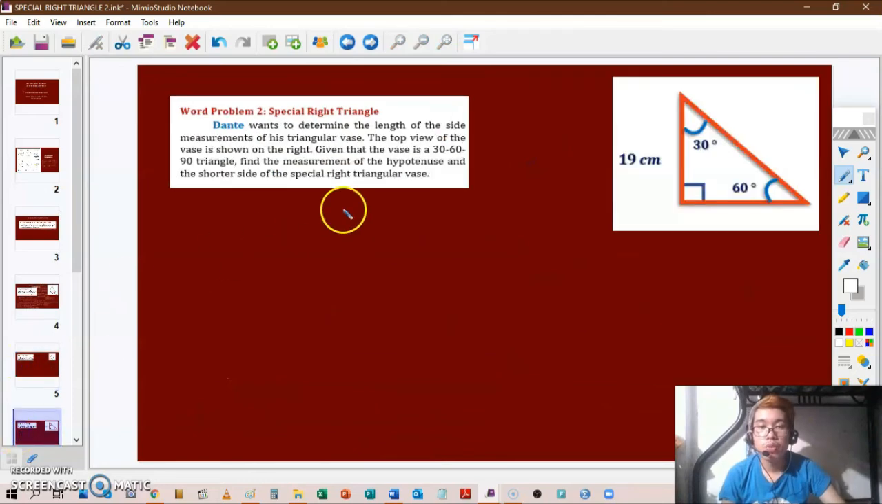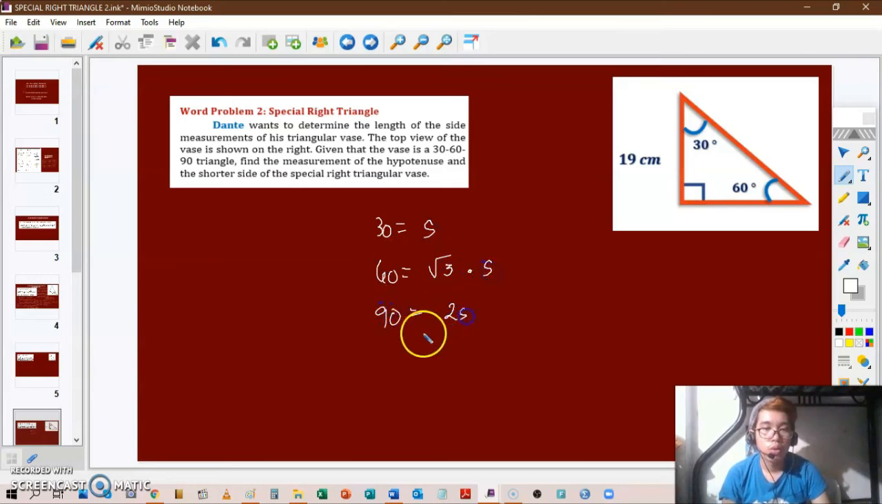Okay, so we have this one. Dante wants to determine the length of the side of the measurements of his triangular vase. The top view of the vase is shown. Find the measurement of the hypotenuse and the shorter side of the special right triangular vase. Okay, so this is going to be easy. So since we have here 30, again is equal to s, 60 is equal to square root of 3 times s, and we have here 90 is equal to 2s. We want to solve essentially for 90, the hypotenuse.